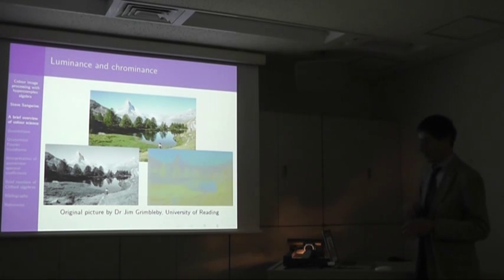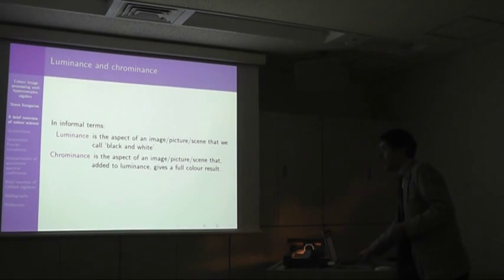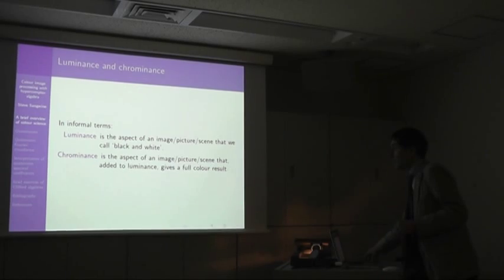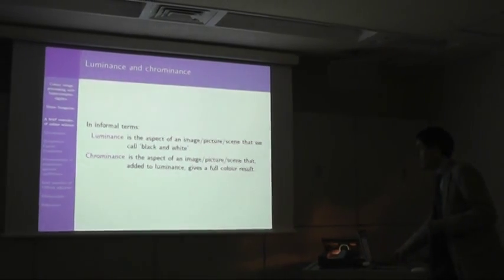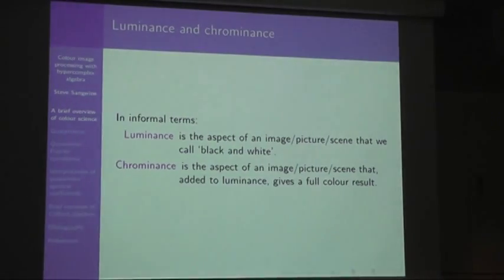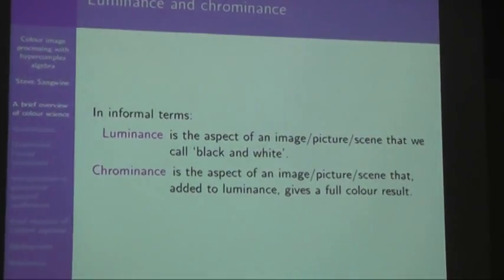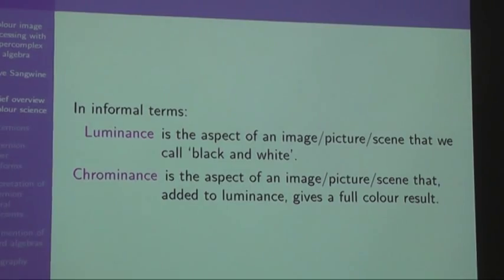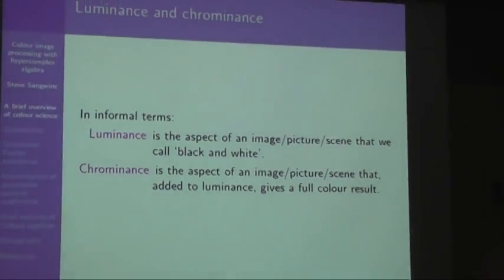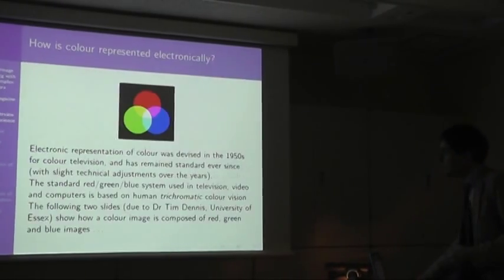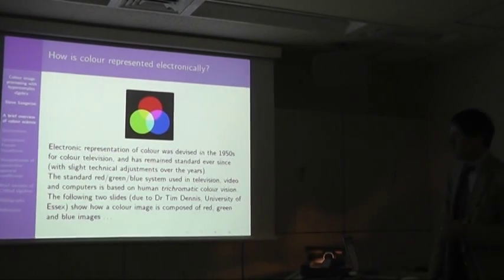I've displayed it there with flat luminance. So it's the colour aspect of the picture with no variation in brightness. And when you combine the luminance variation in brightness with the chrominance, you get the full colour picture. So in informal terms, luminance is what we call black and white. Chrominance is what you need to add to the luminance to give a full colour result. And the chrominance part of a colour image, or a video, is related to chromaticity. Now, how is colour represented electronically?